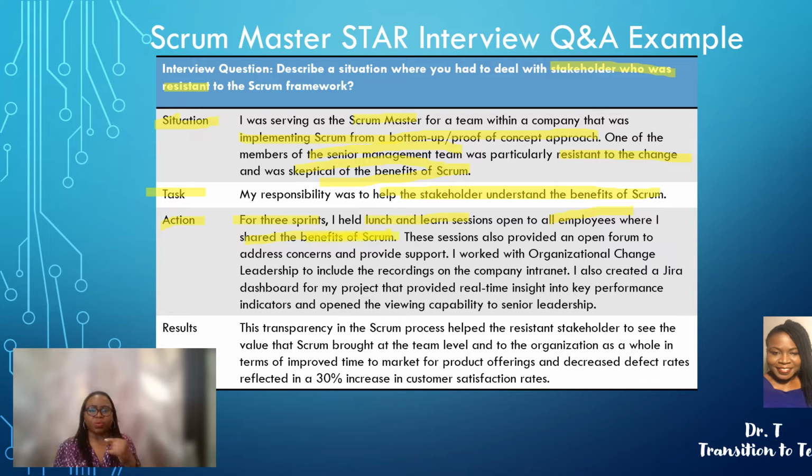You also gave them a forum to ask any questions, and you opened it up to any concerns and any ideas and where you could provide support to the organization.